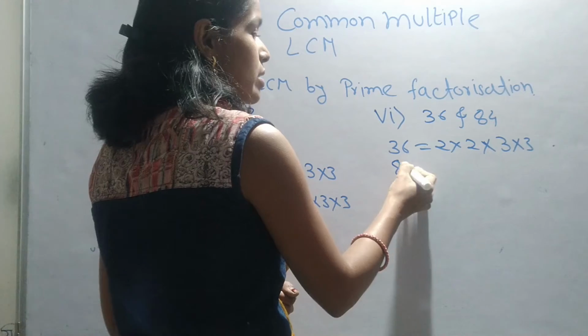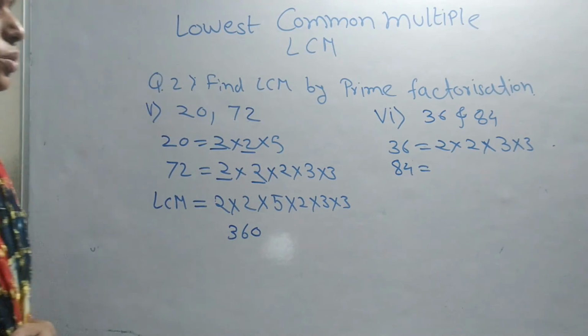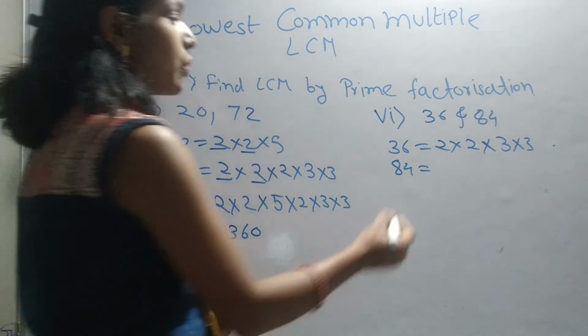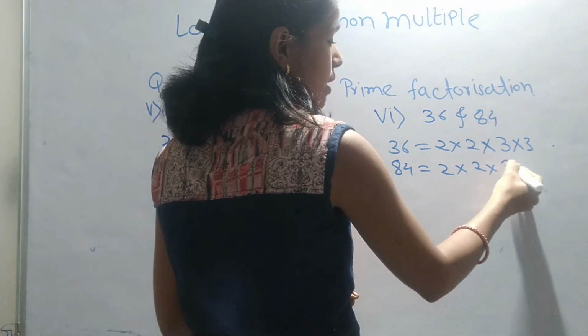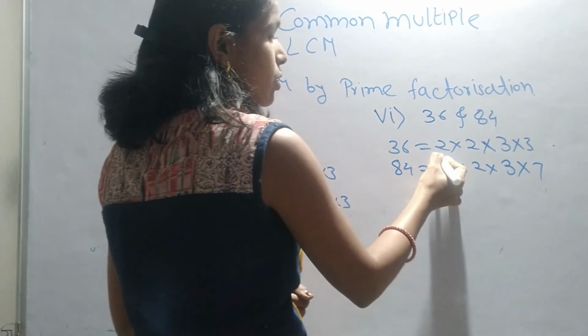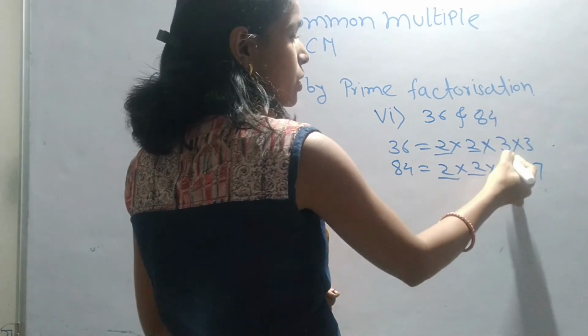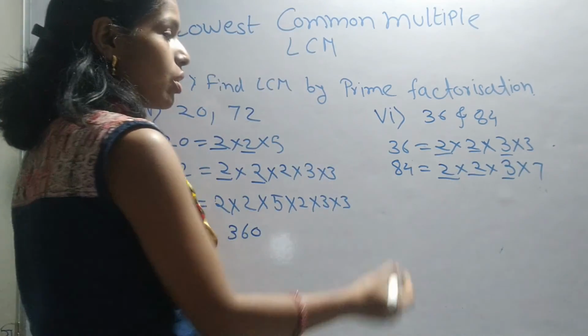Okay. And 84 has a factorization. We know that 42 2s are 84. 42 has a factorization 2 into 21. 21 has a factorization 3 7s are 21. So what are the common factors here? 2 is common, this 2 is common, this 2 is common. These are the uncommon factors.